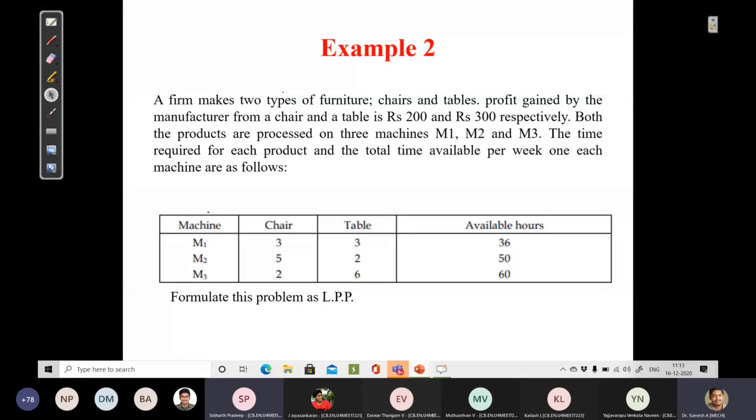Okay, number one. Second information, it is given as the profit gained by the manufacturer from a chair and table is 200 and 300 respectively. So from this statement, you can understand that.